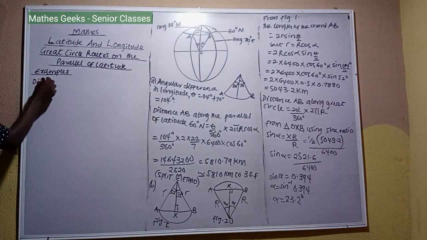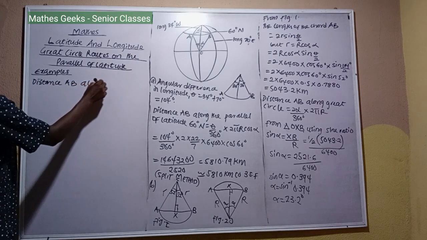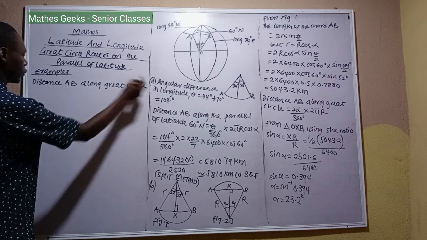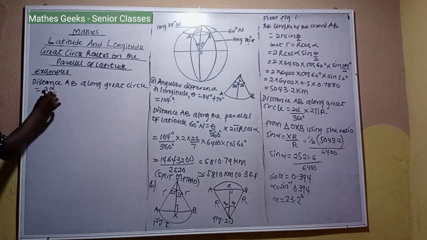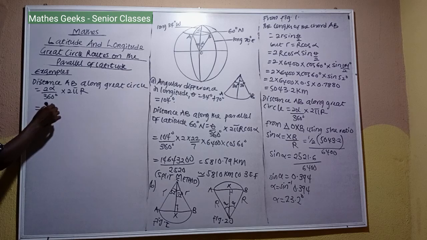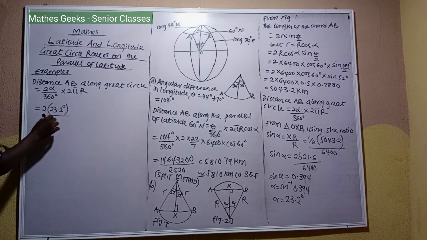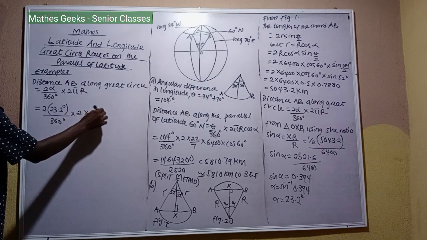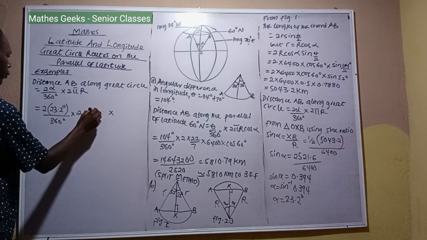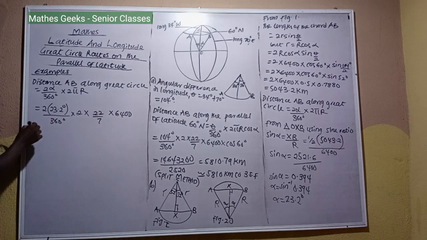So distance AB along a circle is equal to 2 alpha over 360 degrees times 2 pi r. So the value of alpha is known, which is 2 times 23.2 degrees over 360 degrees times 2 times 22 over 7 times 6400. 2 times 23.2 is equal to 46.4, times 2 times 22 times 6400.